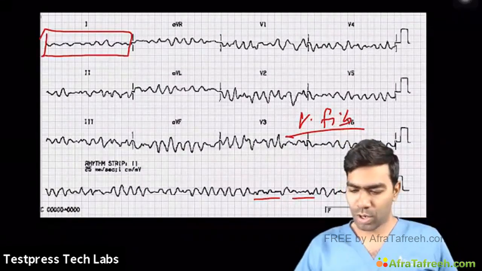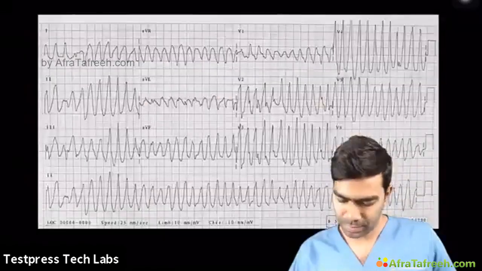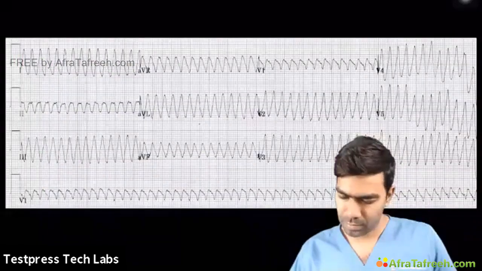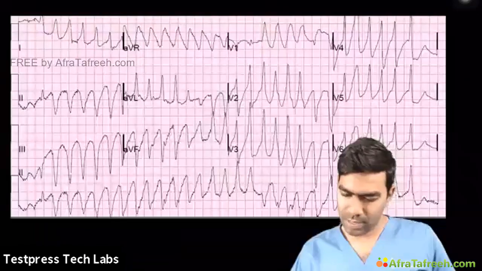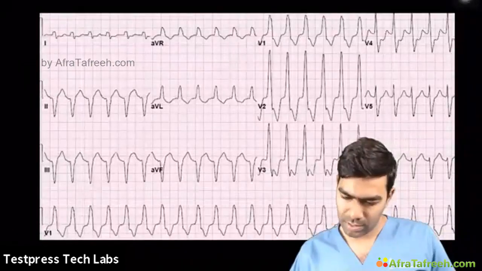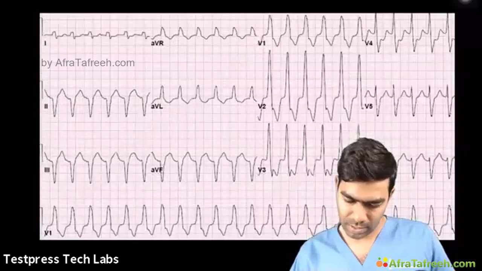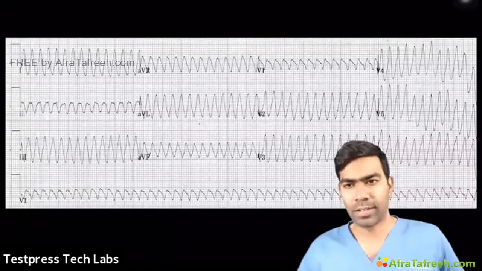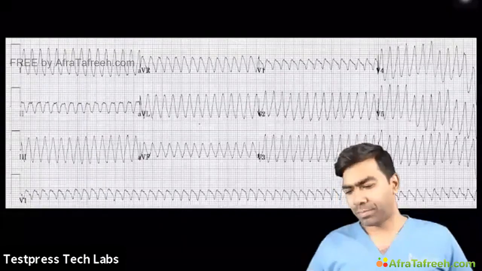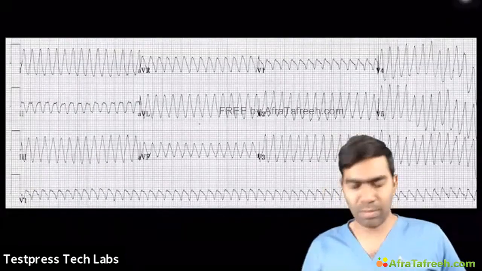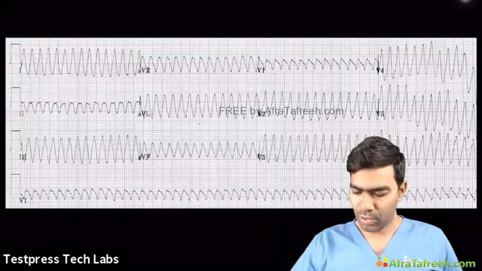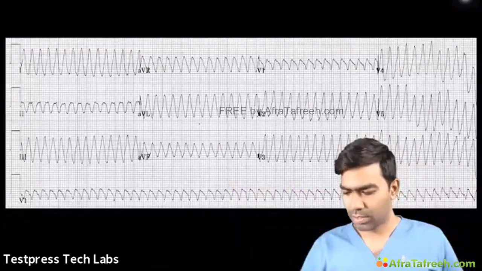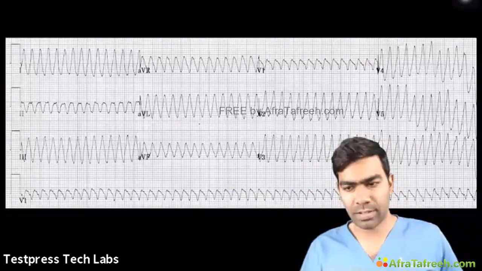Ventricular flutter. You want to know how ventricular flutter looks like? I think I have skipped this ECG. This and this we have skipped, I think. This we discussed. This is how ventricular flutter looks like. I told you the rate will be more than 250, but you will be seeing only a sine wave everywhere. Nothing else.